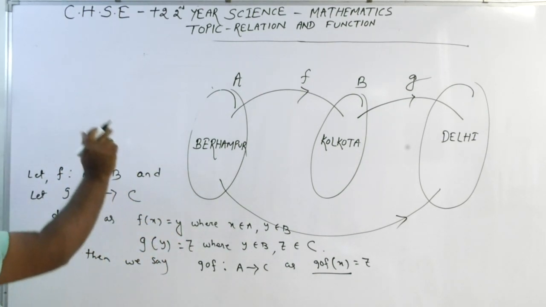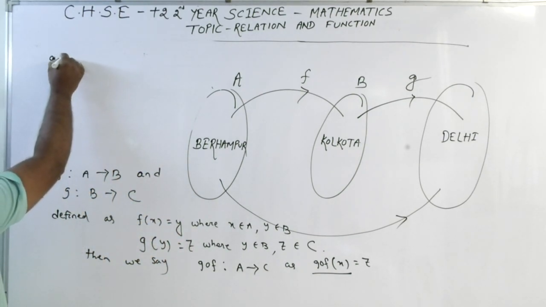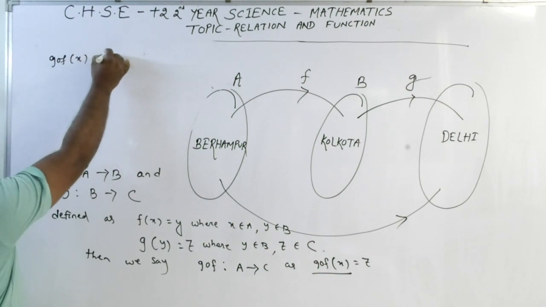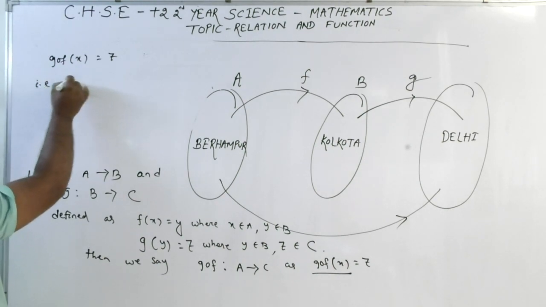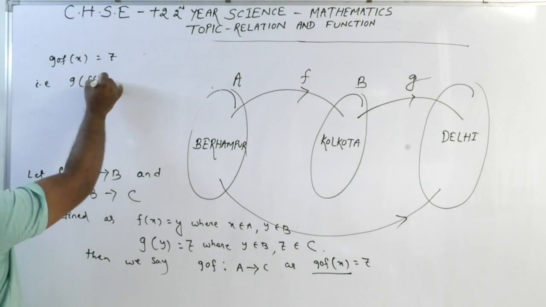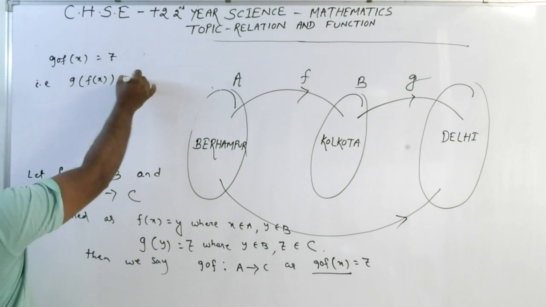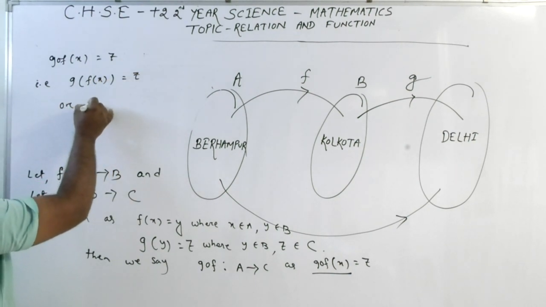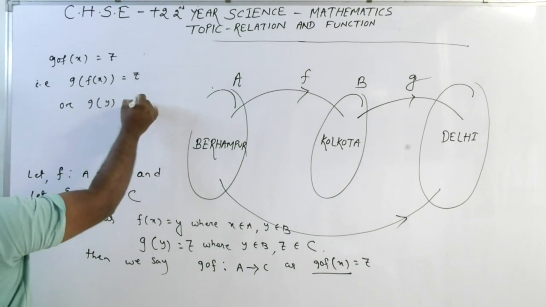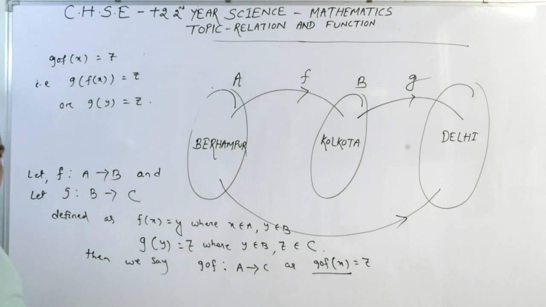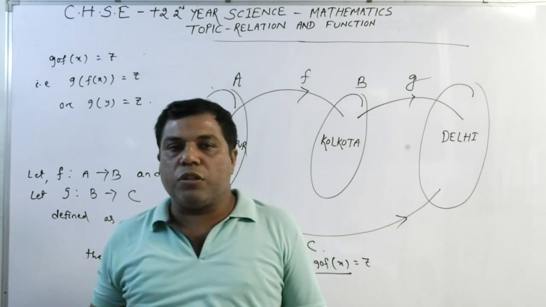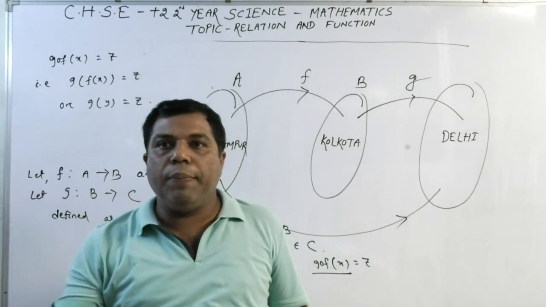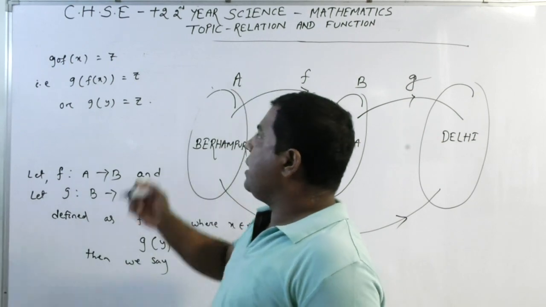So you see, g of f of x equals z means what? It implies that g of f of x equals z, or we say g of y equals z, in this way. So in the g o f function, you see the functional value of one function is behaving like a parameter of the second function.